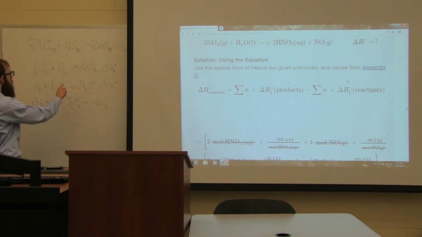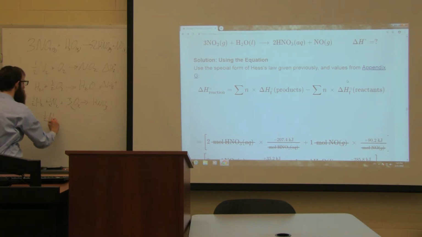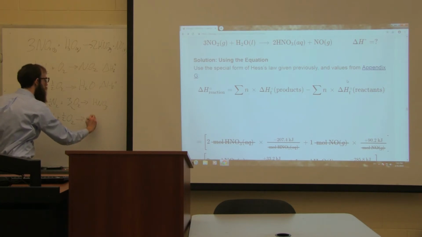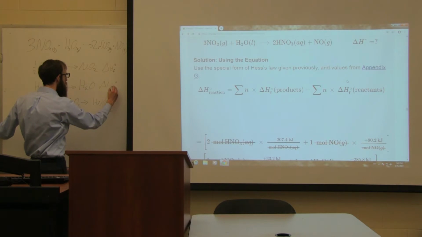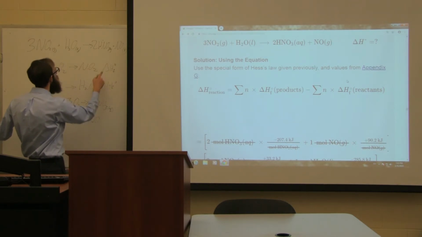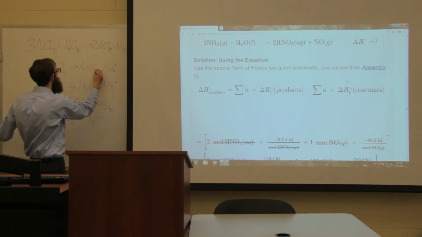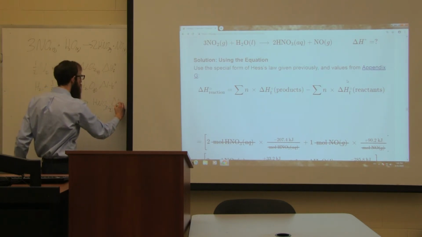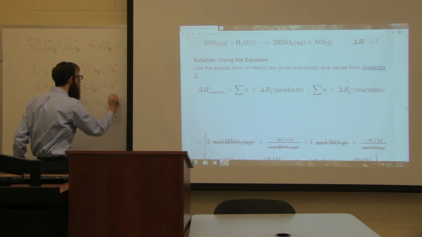Okay? That's that one. This last one is NO, so that's 1/2 N2 plus 1/2 O2 gives us 1 mole of NO. Now this has to be a gas so that we get the right values. NO2 is going to be a gas here. So we have a delta H formation for each of these equations under standard states.